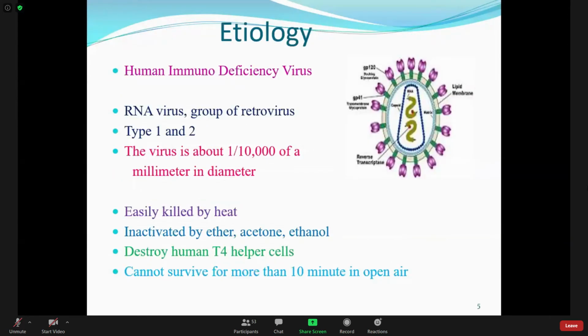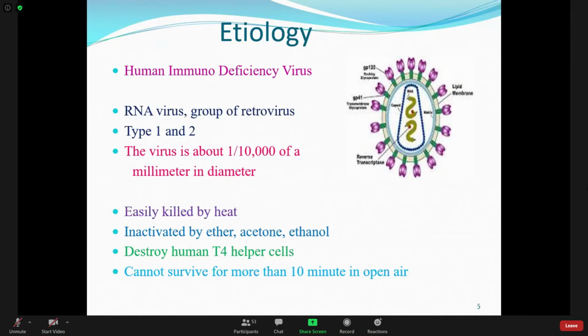Okay, epidemiological determinants. First, the agent. The agent is the human immunodeficiency virus, HIV. It is an RNA virus and a group of retrovirus. There are two types of HIV, type 1 and type 2. Type 1 is more common and more virulent than type 2. Type 2 is prevalent in the African region, but type 1 is universal and more pathogenic.